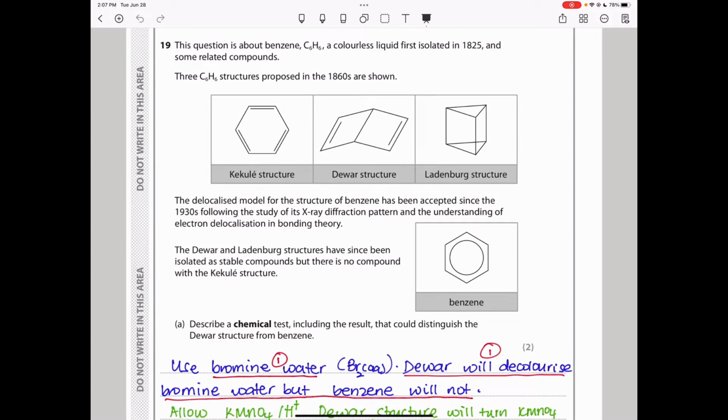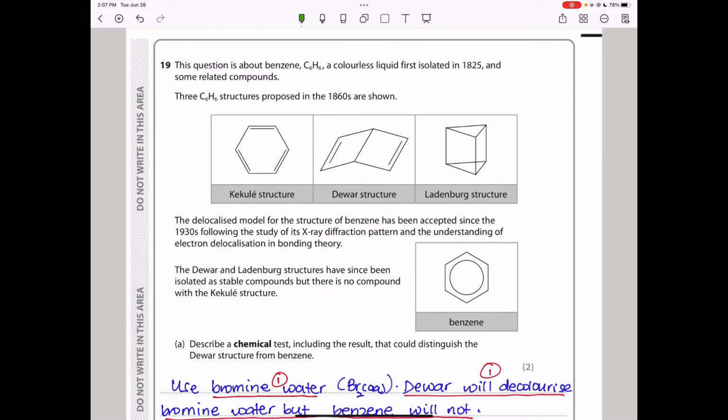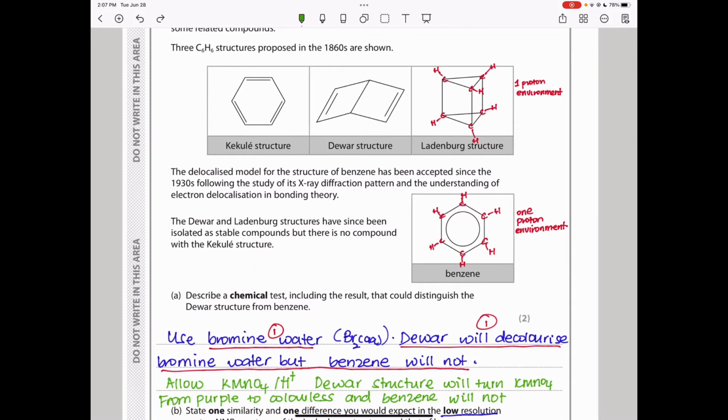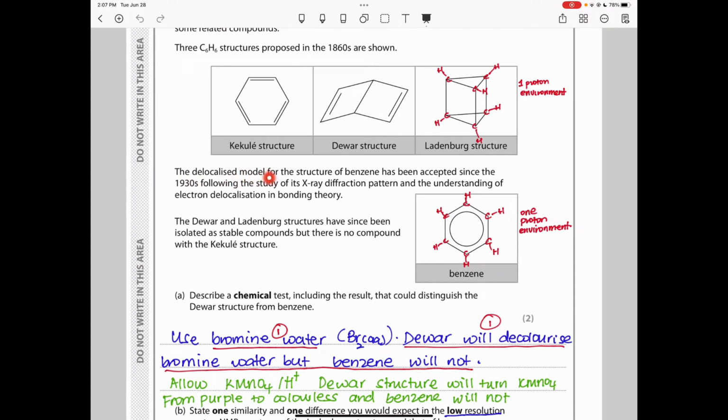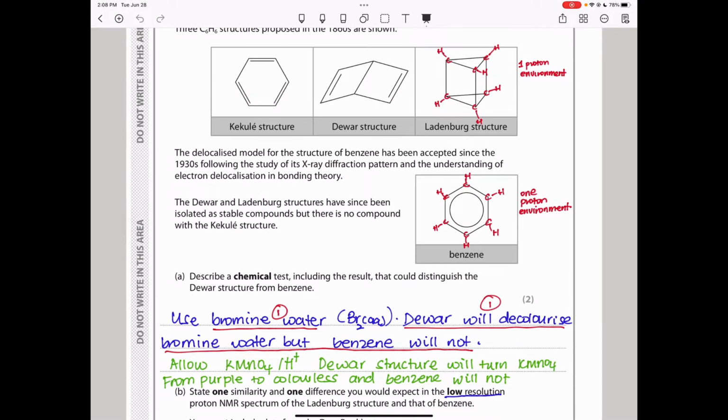So they say that, let me take this back. Okay, let me bring this back. Okay. So they say the delocalized model for the structure of benzene has been accepted since the 1930s, following the study of its X-ray diffraction pattern and understanding of electron delocalization in bonding theory. The Dewar and Ladenburg structures have since been isolated as stable compounds, but there is no compound with a Kekulé structure. So we can say that it's kind of theoretical.